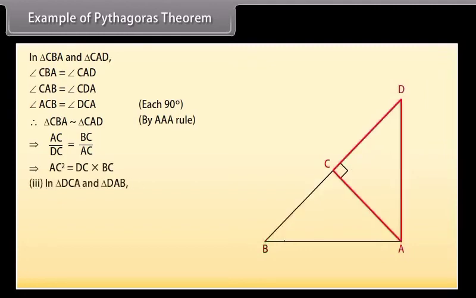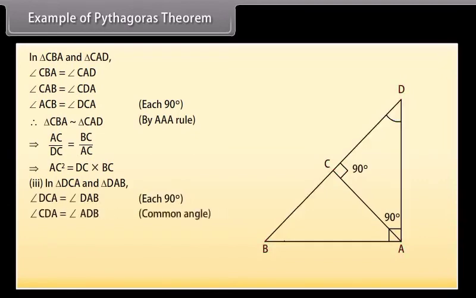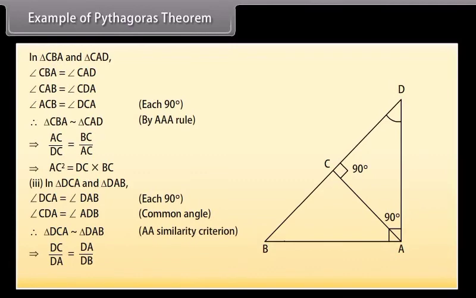3. In triangle DCA and triangle DAB, angle DCA equals angle DAB, each is 90 degrees. Angle CDA equals angle ADB, common angle. Therefore, triangle DCA is similar to triangle DAB by AAA Similarity Criterion. DC upon DA equals DA upon DB, which implies AD square equals BD into CD.